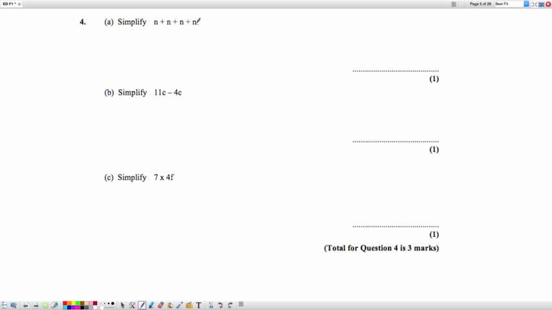Question number 4. Here we have 4 n's added together, which simplifies to 4n. 11c subtract 4c leaves us with 7c. 7 times 4 is 28, and then we have an F here, which goes next to the 28.